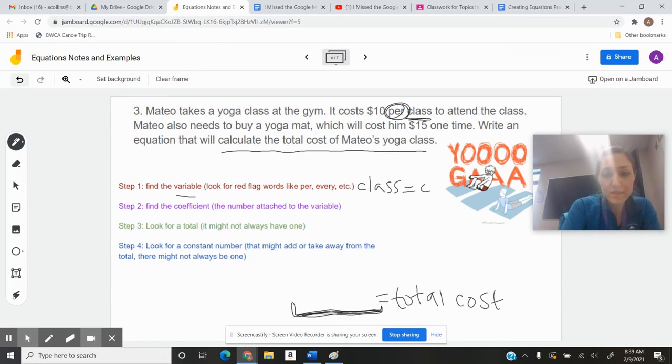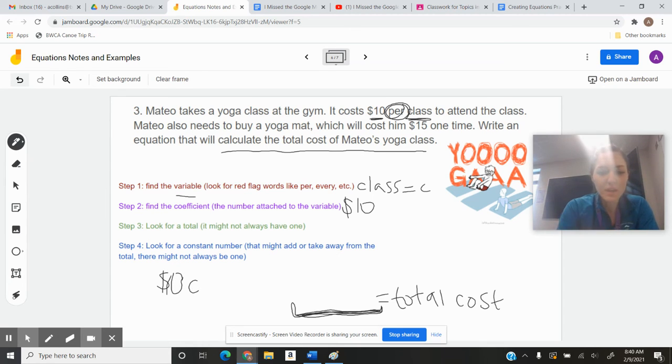And that's the variable because he can change how many classes he goes to. He can't change the cost of that class though. So the $10 is the coefficient, the class is the variable. We're going to go ahead and shorten that up to C. So if he goes to 1 class, it'd be $10. If he went to 3 classes, it'd be $30, right? So I know I'm going to be taking 10, oops, forgot the 1, times C somewhere in my equation.